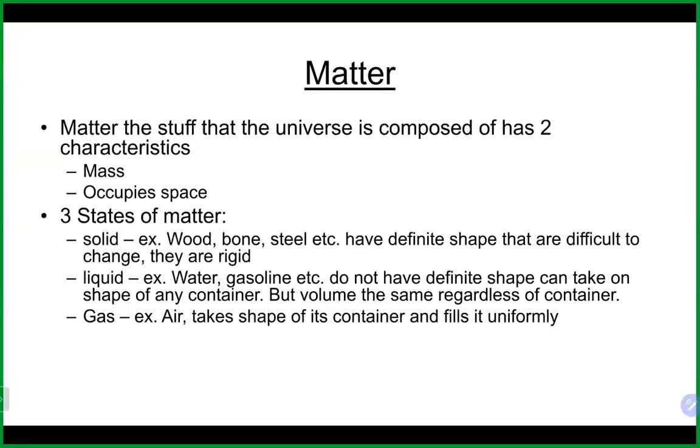So matter is, again, the stuff that the universe is composed of. It has mass and occupies space, which is pretty much everything. There are really three states of matter, as we touched upon earlier. There's the solid state, and solids have a definite shape. They're difficult to change. They're considered rigid.